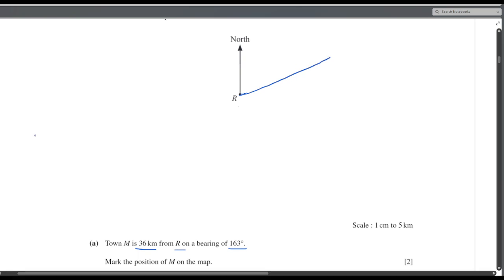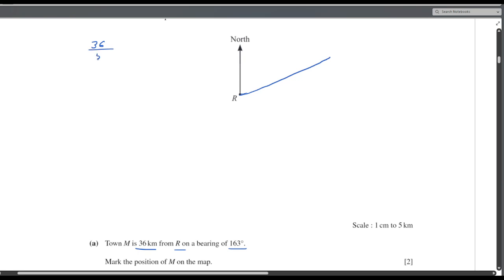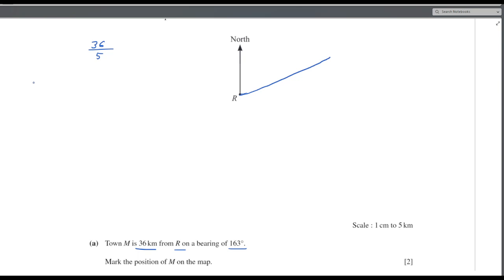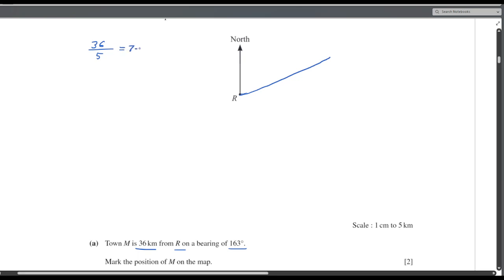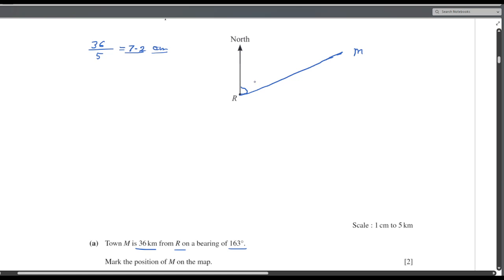Now on this line, as M is 36 kilometers and 1 centimeter is equal to 5 kilometers, I will find out how many centimeters I have to draw. So 36 divided by 5 is 7.2. That means here I will draw a 7.2 centimeter length. A scale is not with me, so you assume that this length is 7.2 centimeters, and this is point M.